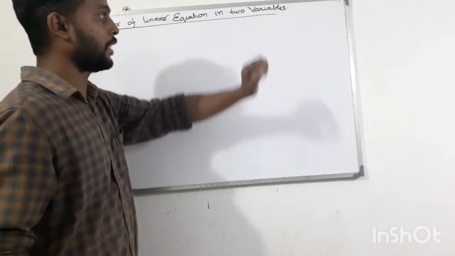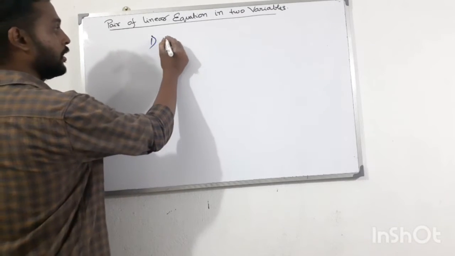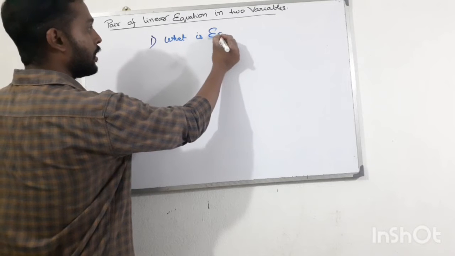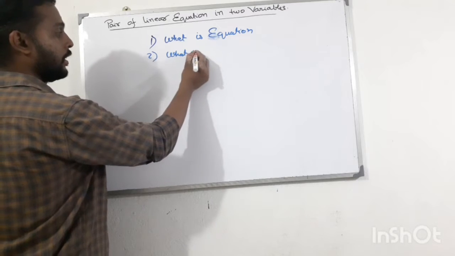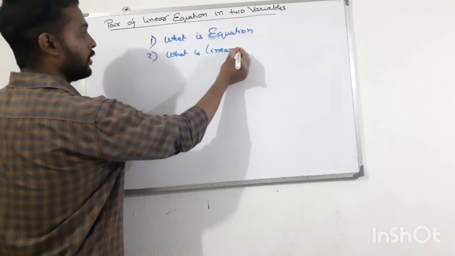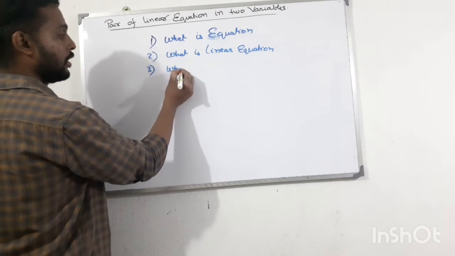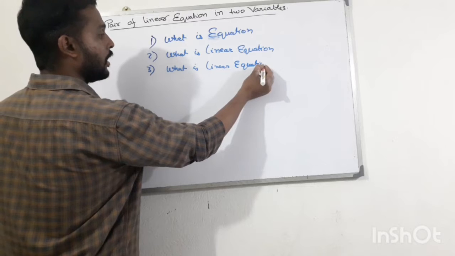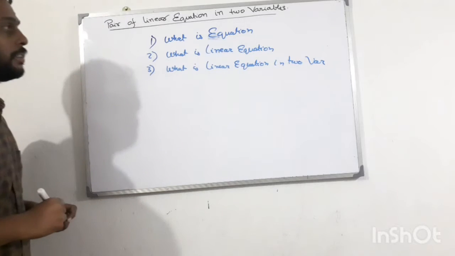Hi friend, today I am going to discuss the topic pair of linear equation in two variable. Before going to the chapter, first we have to answer three questions. The first question is what is an equation? The second question is what is a linear equation? And the last question is what is a linear equation in two variable?